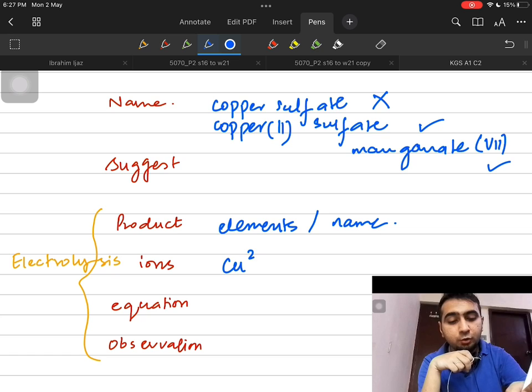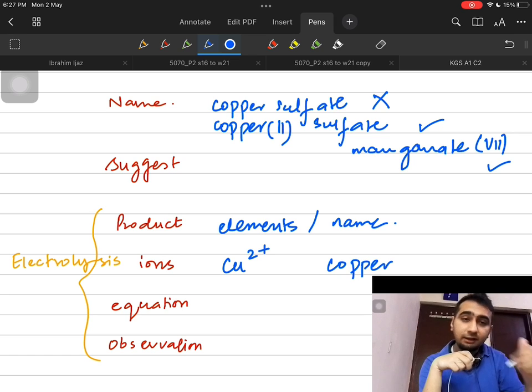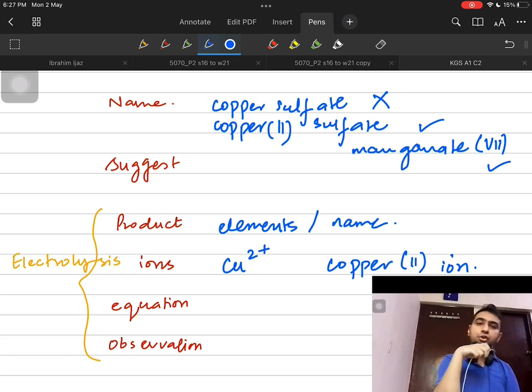For example, copper 2 plus ion is okay. If you want to write the name, copper is not an ion. There's no such thing as copper. If they want you to write the name of the ion, write copper(II) ion. This is how you should be writing it. So make sure you're writing the correct Roman number of the oxidation state if it's a transition metal ion.